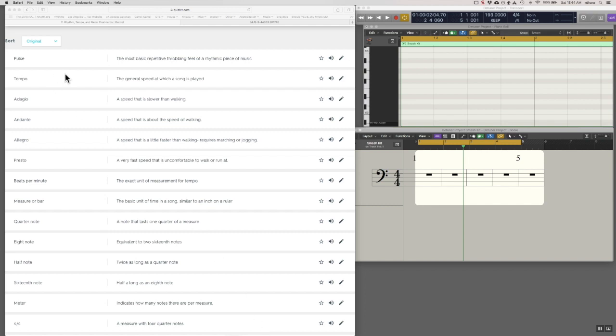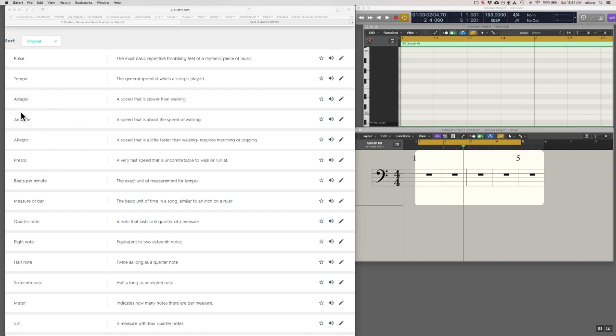Okay, we've talked about pulse being the shortest repetitive thing that happens in music, the thing that you nod your head to. It indicates how fast a song is moving by, and that speed we call tempo, the speed at which a song is played. We've been able to break that into some tempo markings.